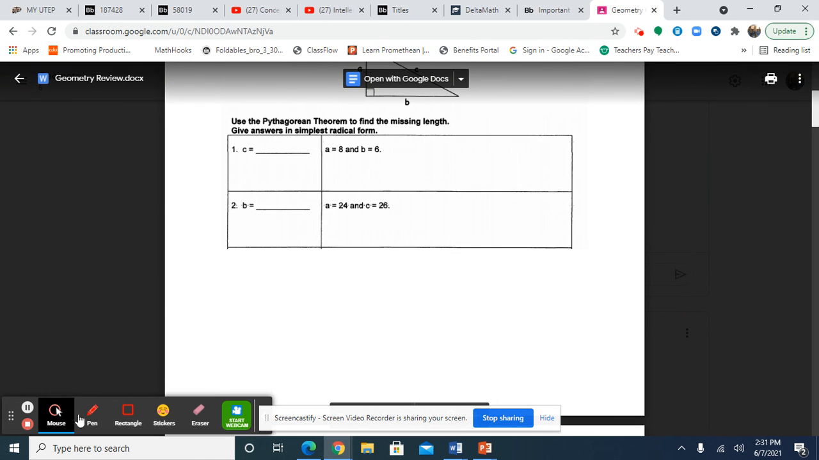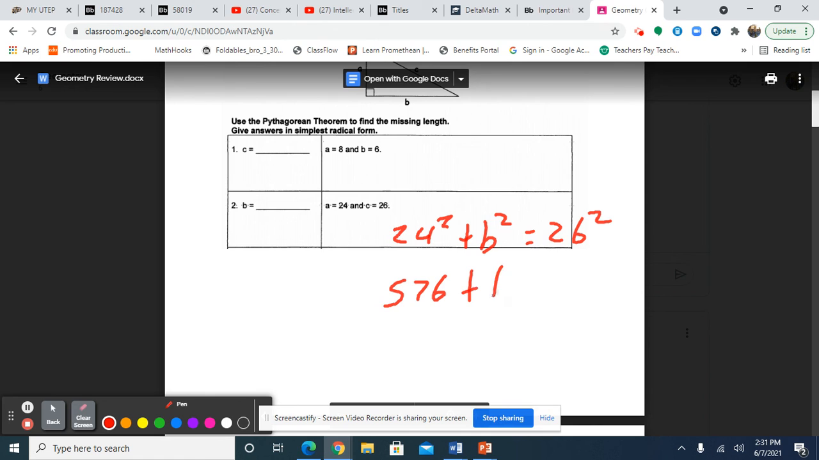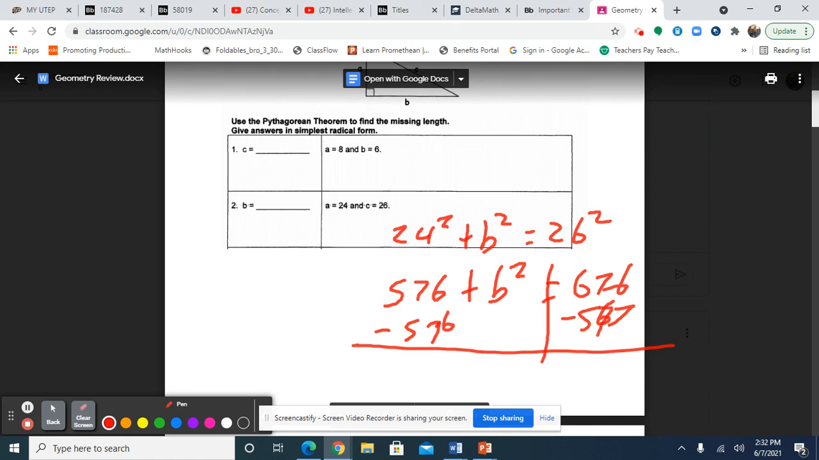Now with the other one, we are missing our side b. So we have 24 squared plus b squared equals 26 squared. Now 24 squared is 576. 26 squared is 676. And what we need to do here is subtract both sides by 576. 576 cancels out, and we have b squared is equal to 100. And same thing, we take the square root. The answer is 10.